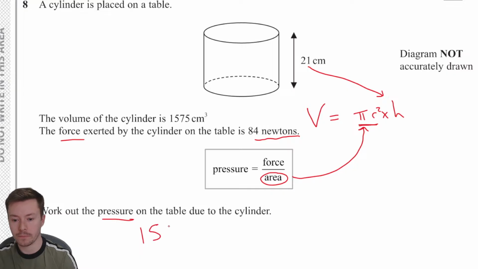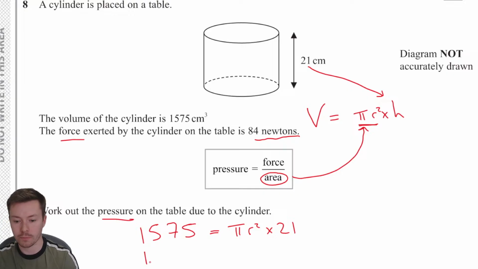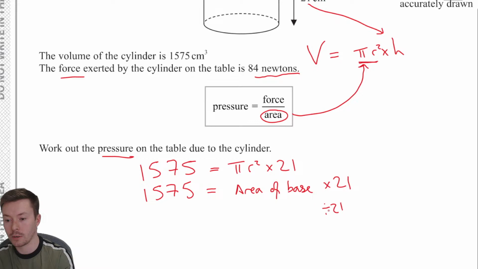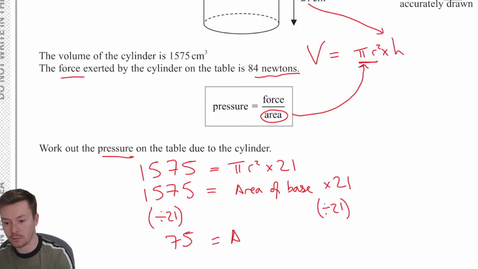1575 is equal to pi r squared times 21. I'm actually going to rewrite this. 1575 equals the area of the base times 21. Divide both sides by 21 and we'll get the area of the base. We don't actually need to get the radius here. So that's 75. So 75 is the area of the base.